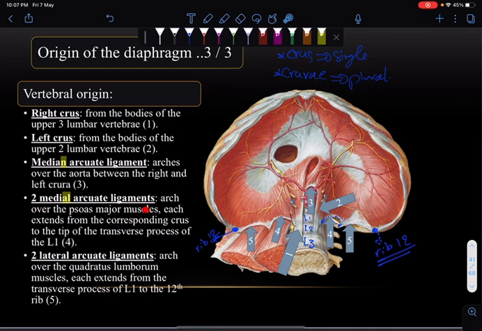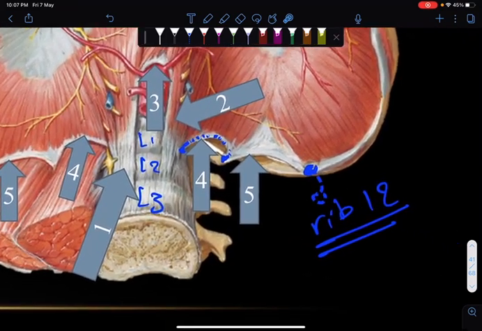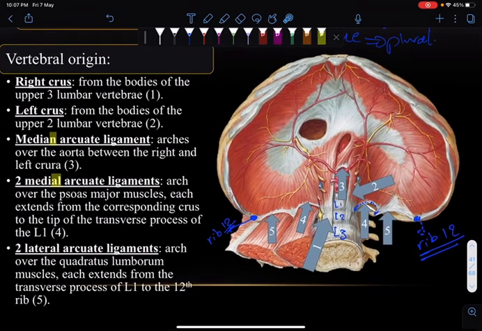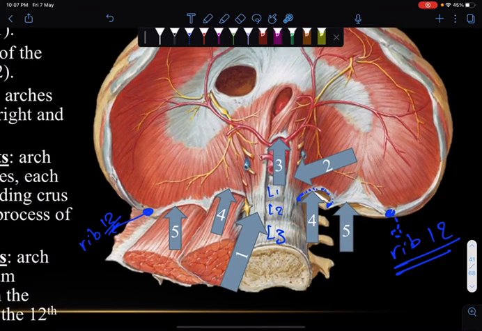The two medial arcuate ligaments arch over the psoas major muscle, each extending from the corresponding crus to the tip of the transverse process of lumbar 1. Here we discuss this to clarify more. There is, of course, the psoas major muscle. This is the medial arcuate ligament. It originates from the corresponding crus and extends to the transverse process of lumbar 1.